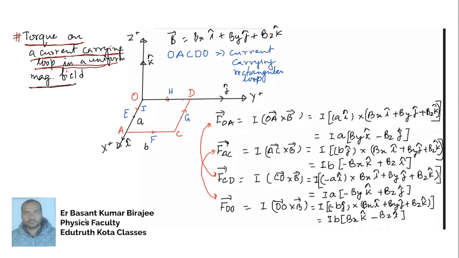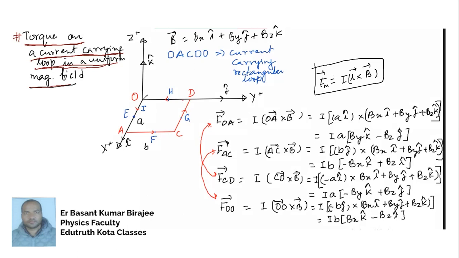The magnetic force experienced by the OA arm, means the wire OA, it carries current I, its length is A. So you can use the formula for a straight wire for magnetic force, this is I L cross B. Here the length is A. So I'm writing it here as I, current in the wire, and OA cross B. B is the magnetic field.